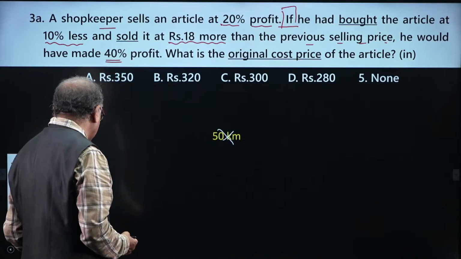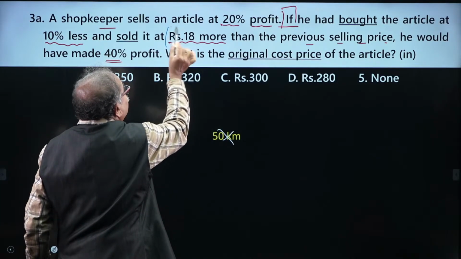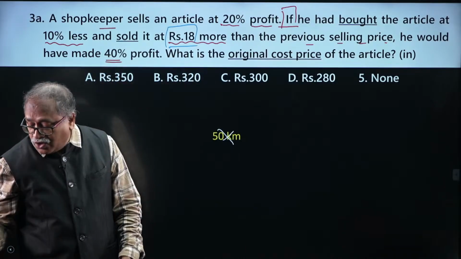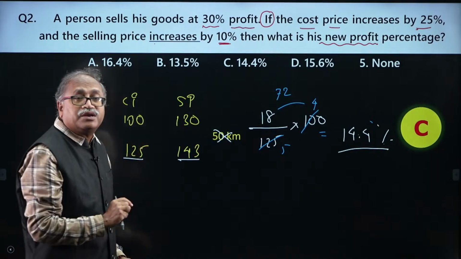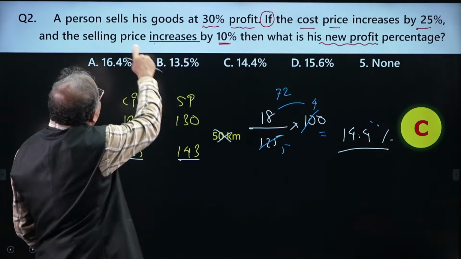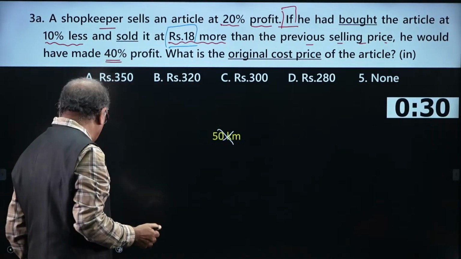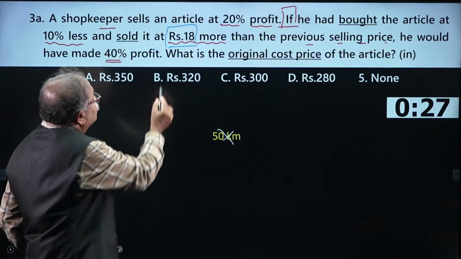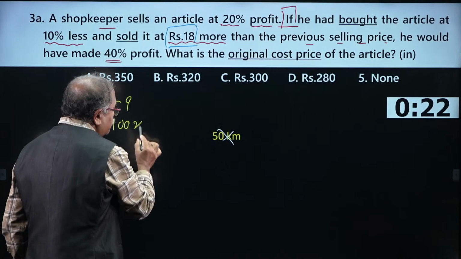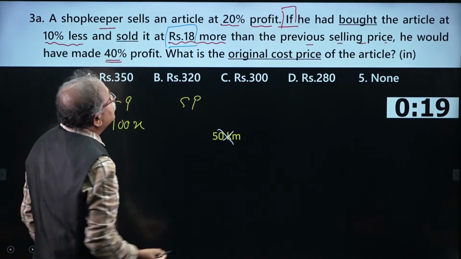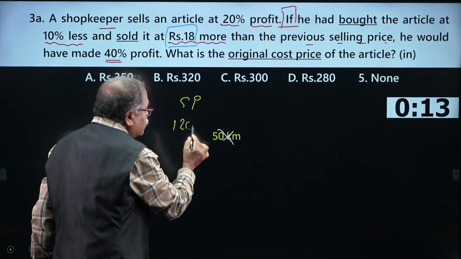So, let us look at this one. How do we deal with this question? As I said, here the value is there. Therefore, instead of taking the CP as 100, as in the previous question, where everything was in percentage, now, as the value 18 is given here, I will take the CP as 100x. Then what will be your SP? The SP, with 20% profit, comes to 120x.